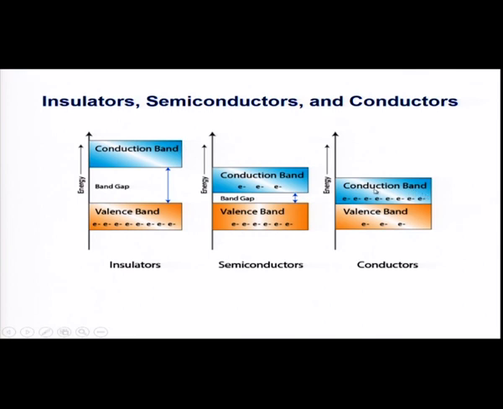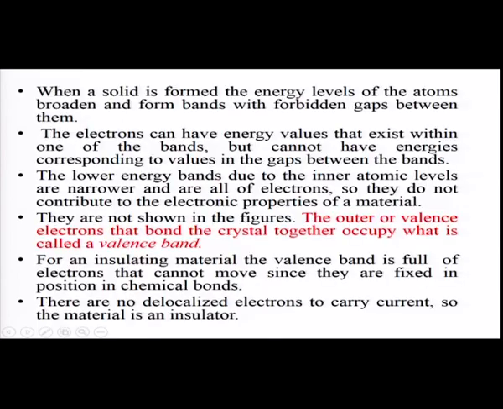So, what is the main difference between insulators, semiconductors and conductors depending on the band gap? For the insulators, the band gap is large. For a semiconductor, the band gap is small. For a conductor, the bands overlap, or the band gap is nil, we can say.